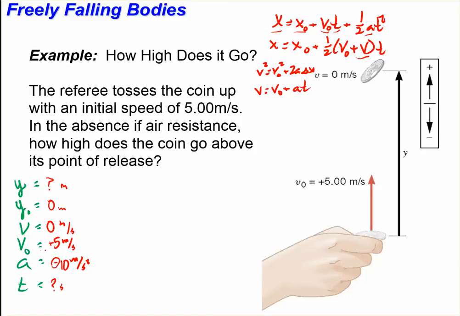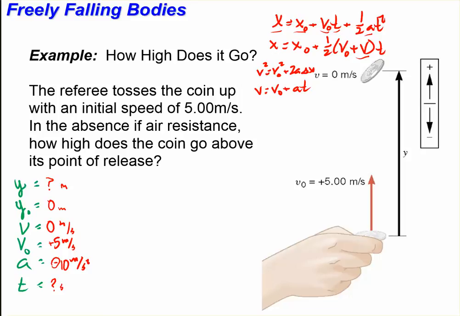Remember that I called the initial velocity upwards a positive velocity. Acceleration is pulling consistently at 10 meters per second squared downward, so we must indicate that with a negative. If I indicate that with the positive, the math will tell me that the coin actually gets faster and faster and faster as it goes up, which we know isn't true.